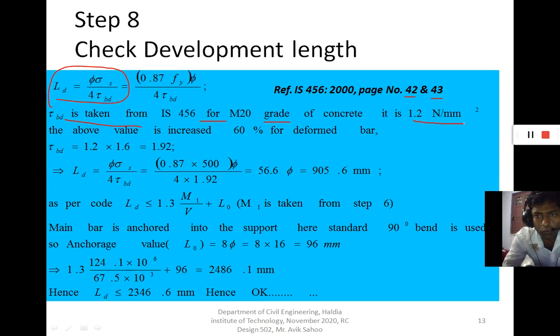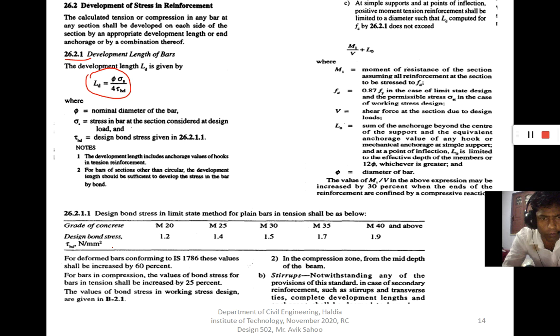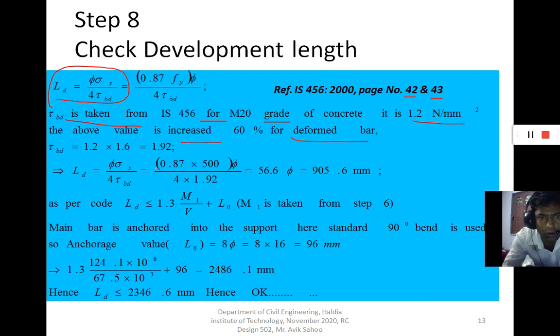It is 1.2 Newton per millimeter square, and the above value is increased 60% for deformed bar. These provisions are given. You see that here for M20 it is 1.2, and for deformed bar the 60% is, so 1.6 is multiplied with 1.2. 1.92, so the LD is 56.65, which is 905.67. As per code, the development length should be less or equal to this amount.